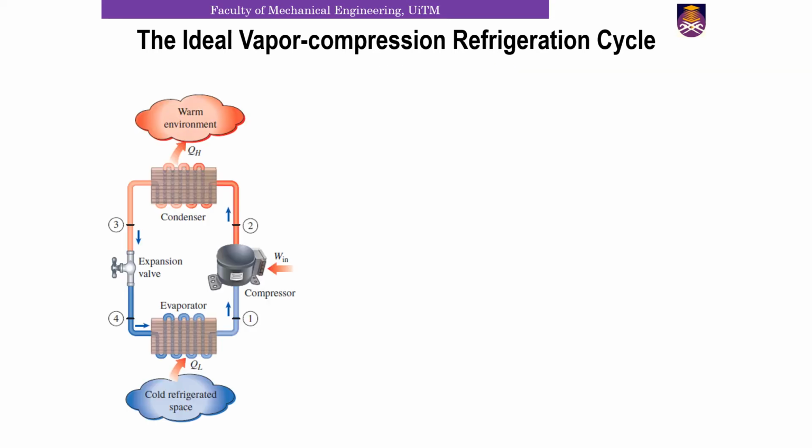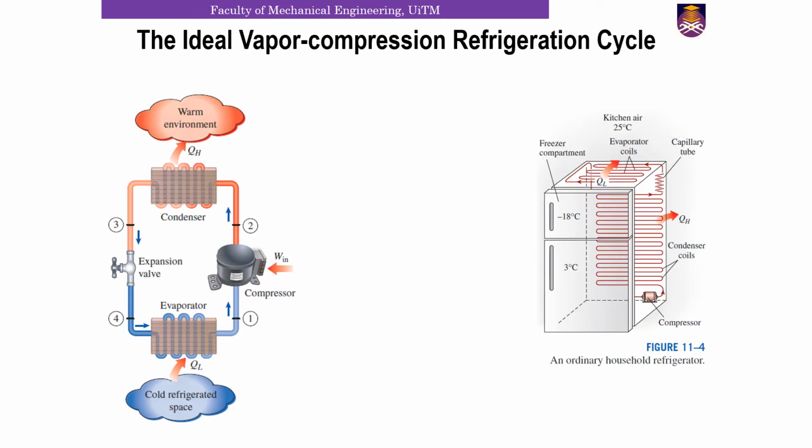Now again, come back to the ideal vapor compression refrigeration cycle. So this is how it's represented schematically. In actual practice, this is how it's represented. If you have your fridge at home, at the back of the fridge at the bottom you will see a compressor. So this compressor will send the compressed liquid through the condenser coil, which are also located at the back of your refrigerator. Once it has rejected heat, then it will go through the capillary tube or the expansion valve, and then after that it will go through the evaporator coils that are located at the top of your refrigerator, very near to your freezer compartment.